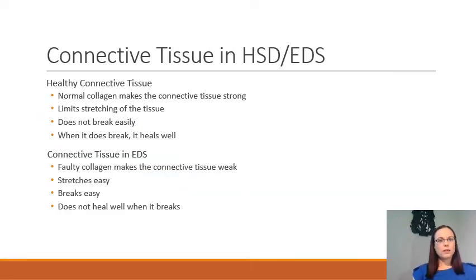So with healthy connective tissue, what we should see is normal collagen that's going to make the connective tissue strong. It's going to limit the stretching of the tissue. When it does stretch, it's not going to break easily. When it does break, it's going to heal well. When we have a connective tissue disorder, such as in Ehlers-Danlos syndrome, the faulty collagen that is created makes the connective tissue weak. It's going to stretch easily, and it's also going to break easily. And when it does break, it's not going to heal well.